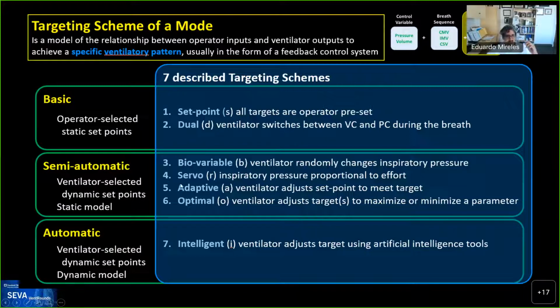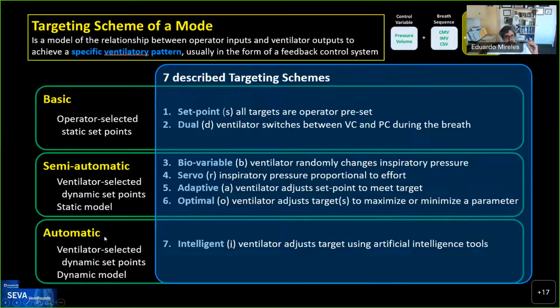Rob? Just to say that the direction of evolution of modes is going the direction of everything else. Artificial intelligence is going to take over everything. It'll select the targets, and it'll select the settings to optimize those targets.